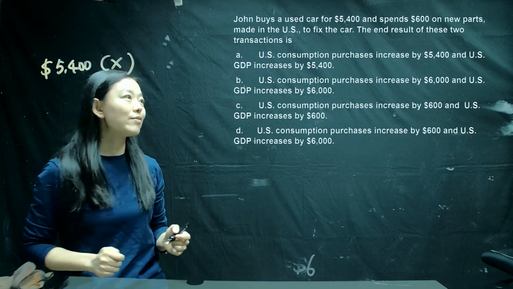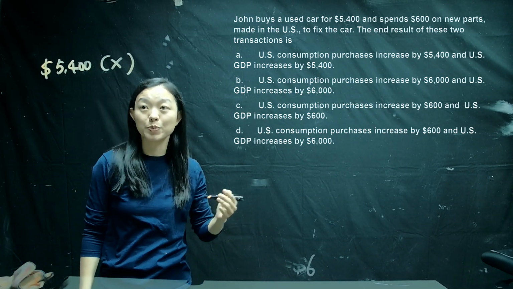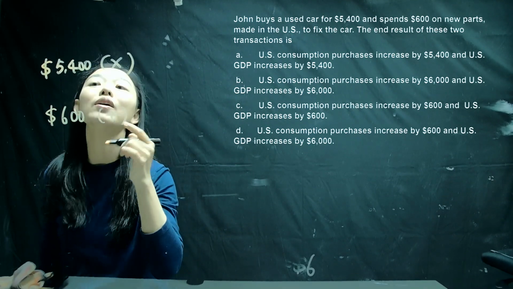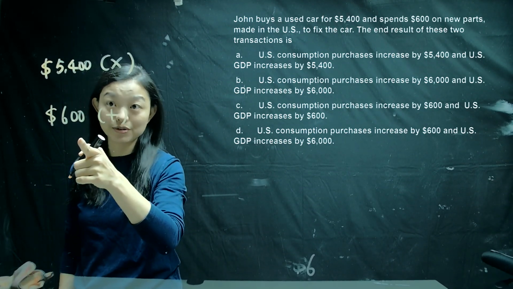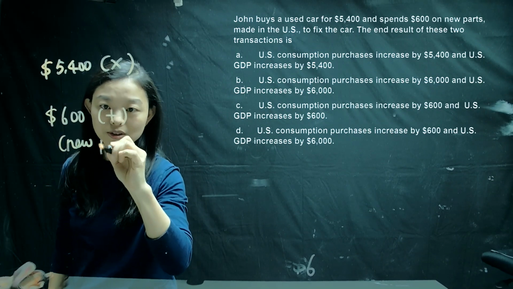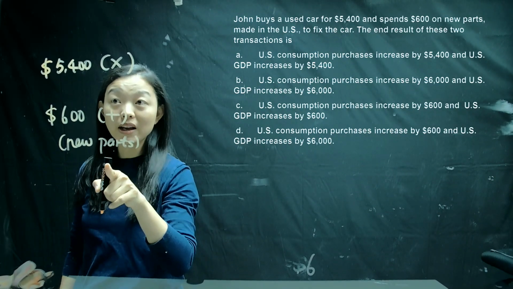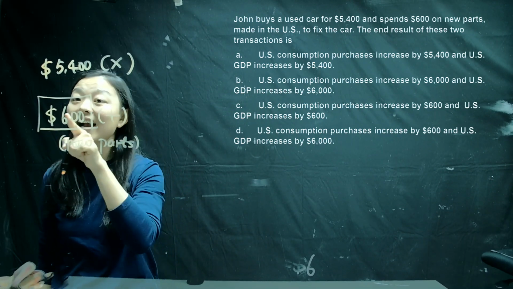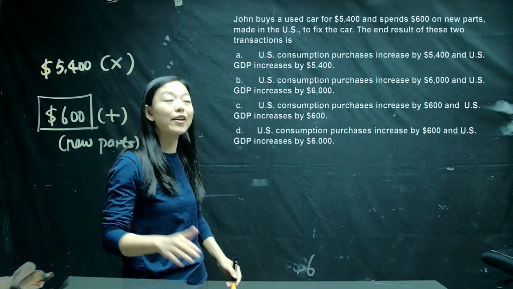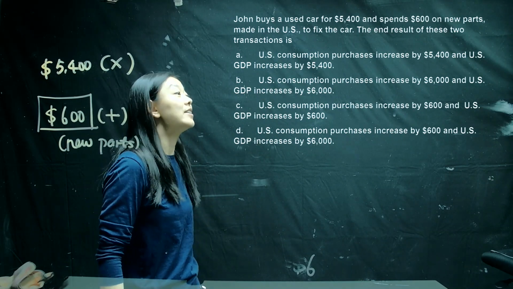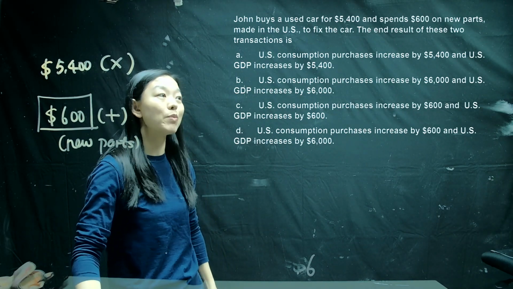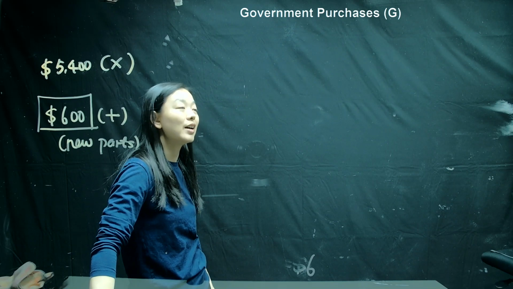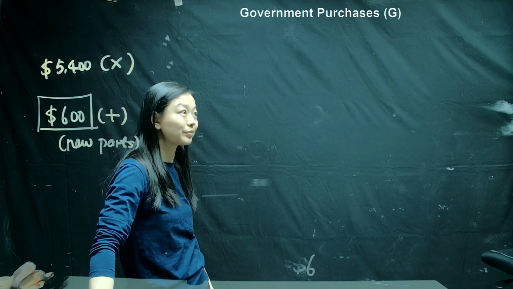Okay? However, after John purchased this car, he spent an additional $600 for the new parts. This is for the new parts, and these parts are made in the United States. Therefore, $600 can count in GDP, and only GDP increased by $600. Okay, so option C is correct. Now let's look at government purchase.